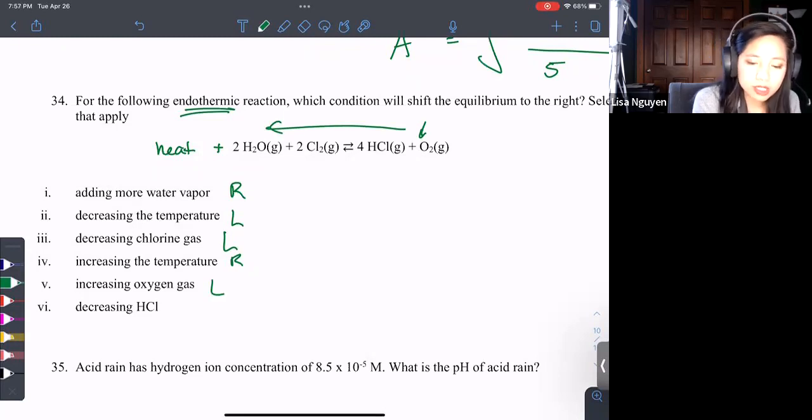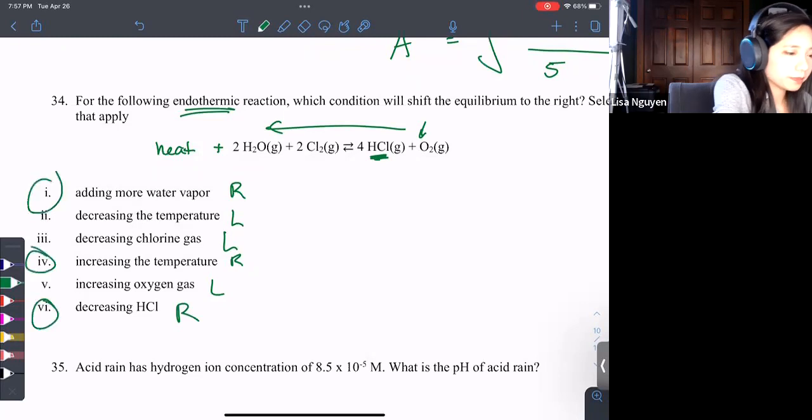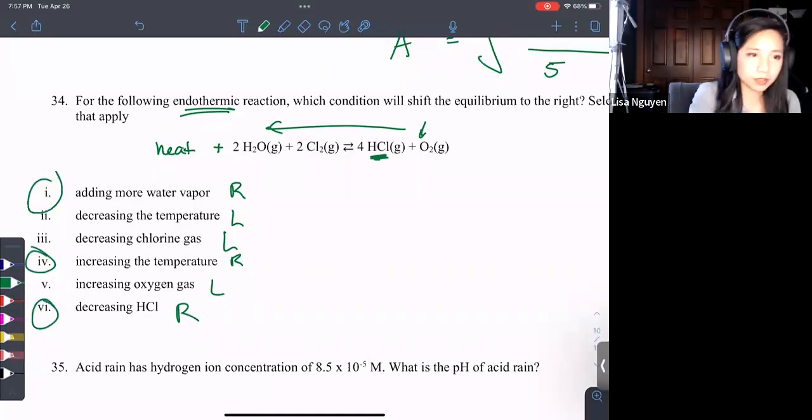If we decrease HCl right here, so we're removing products, the reaction is going to try to make more products to make up for it. So it's going to go right. So I guess our answers are these ones. I hope I'm right. Okay, so there we go.